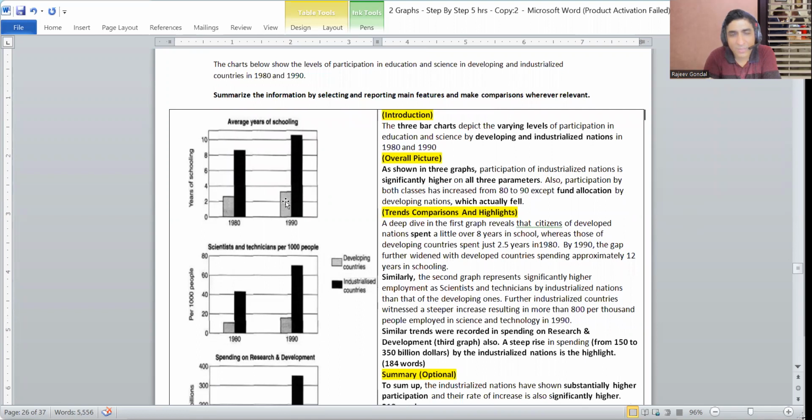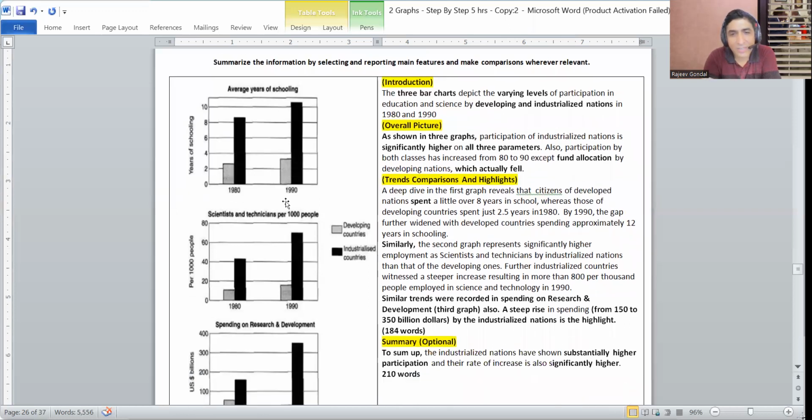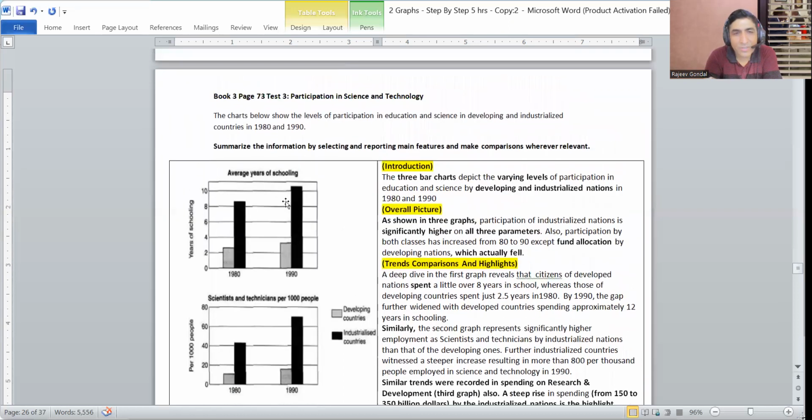using this template. Start with an introduction, then give an overall picture, then talk about trends, comparisons, and highlights. And at the end, write the summary, which is optional. You can see these milestones, which I've highlighted in yellow. So first of all, let's try to understand the question.